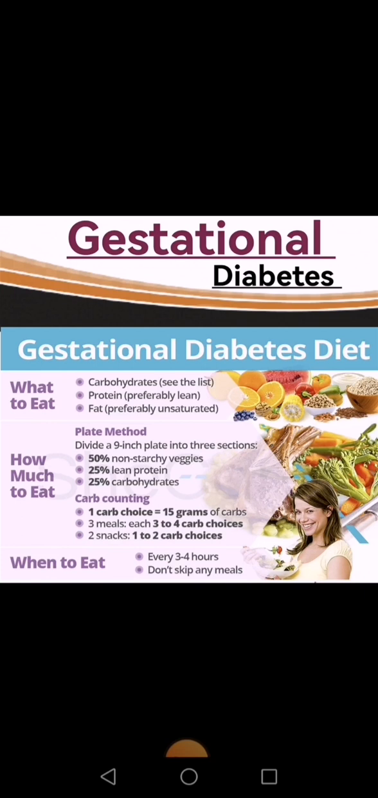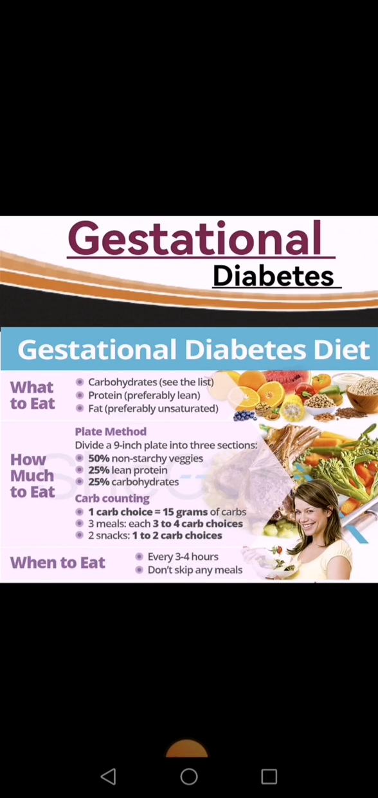Let's say the plate method. Divide a 9-inch plate into 3 sections. First, 50% non-starchy veggies are taken. So half the plate is filled with non-starchy veggies. 25% should be lean protein, and the last 25% is usually carbohydrate. Now this is the plate method and you have prepared your plate.